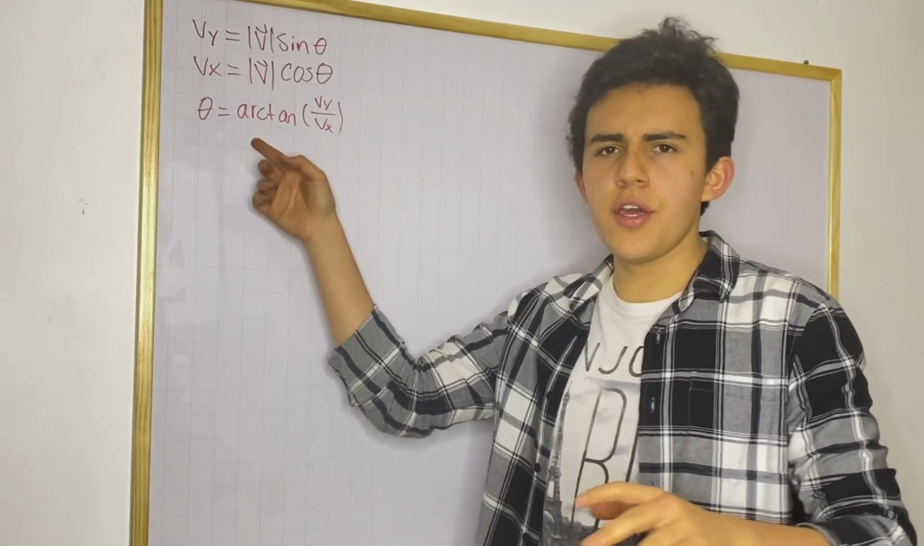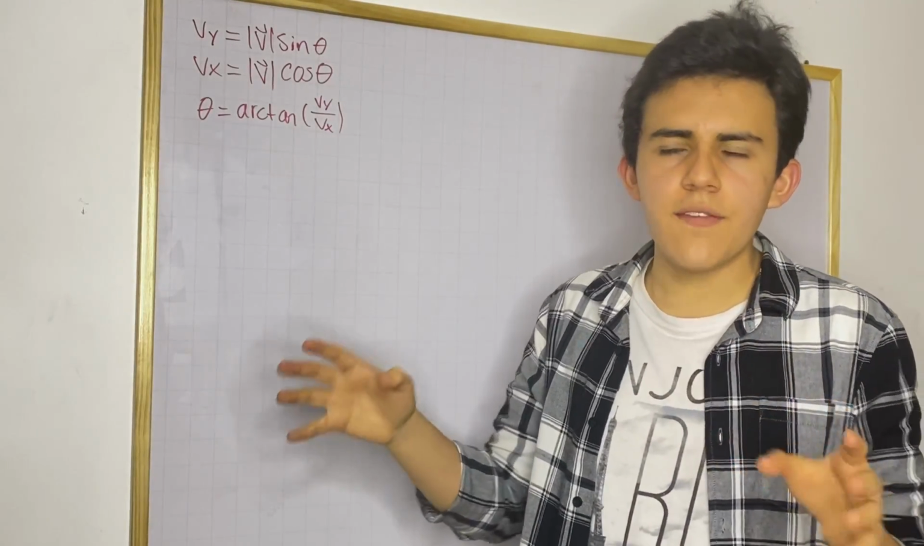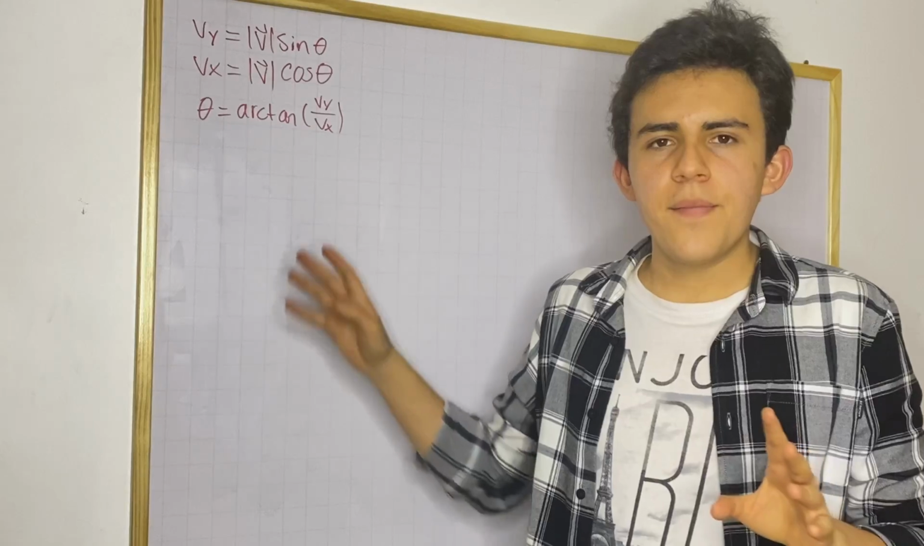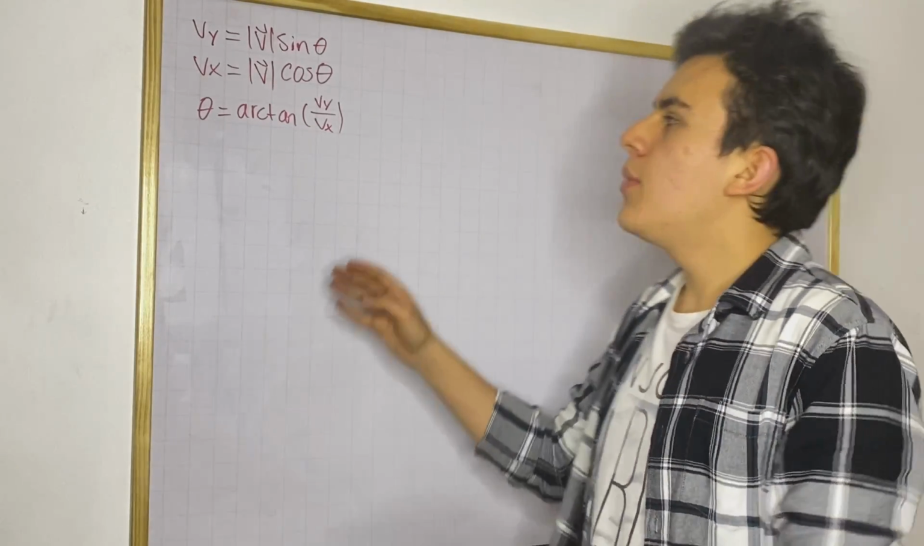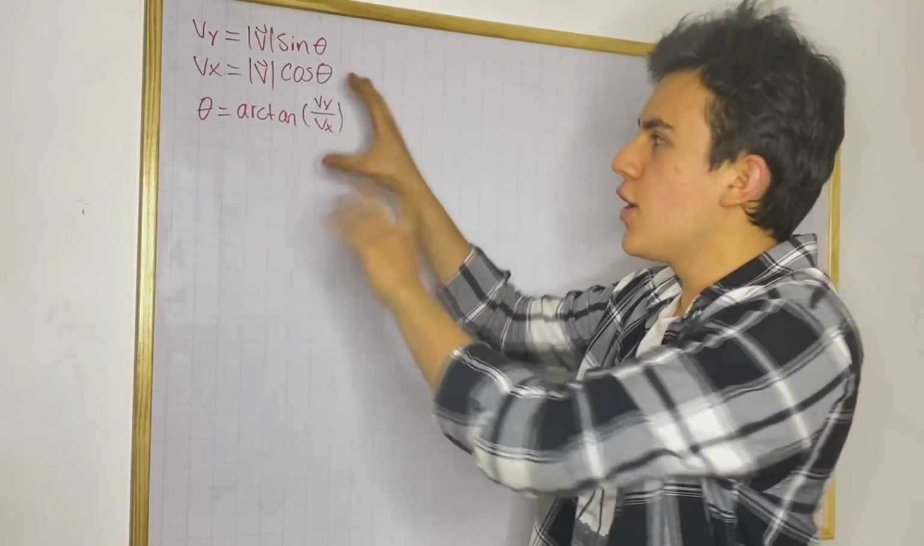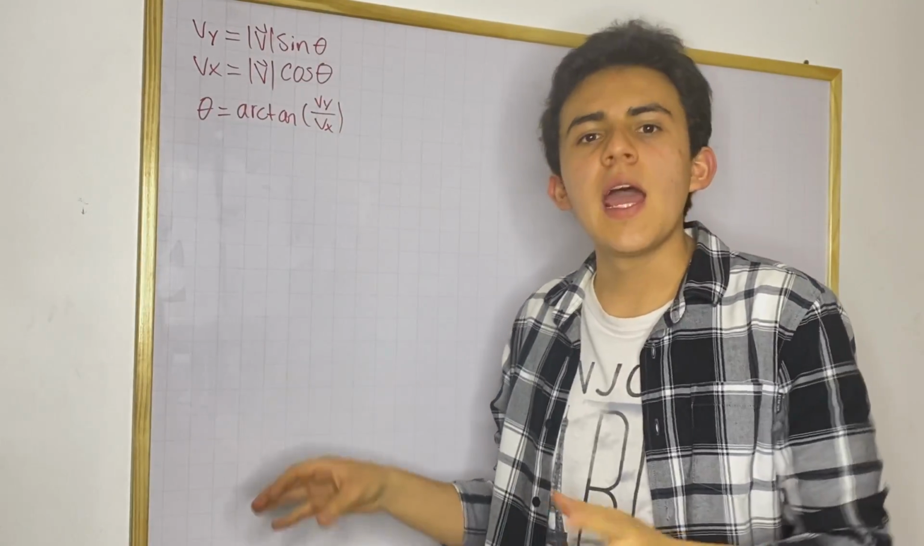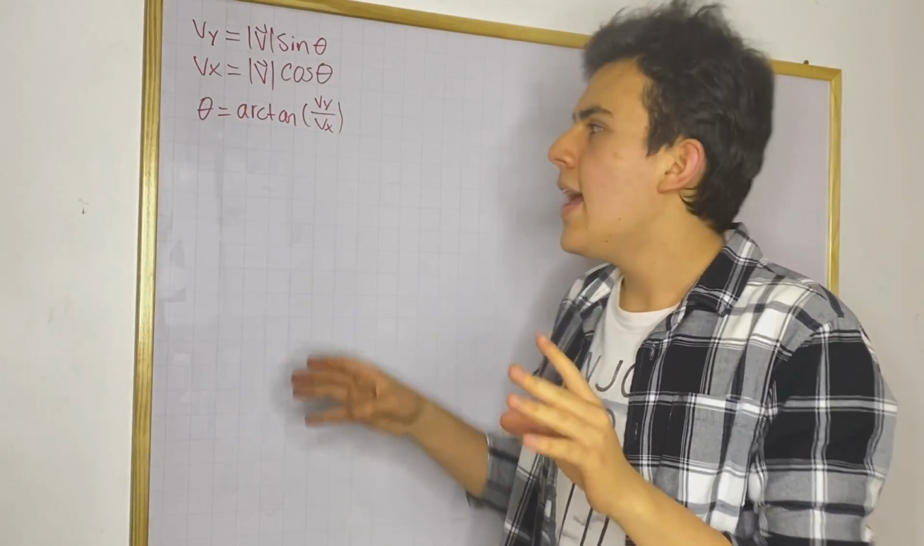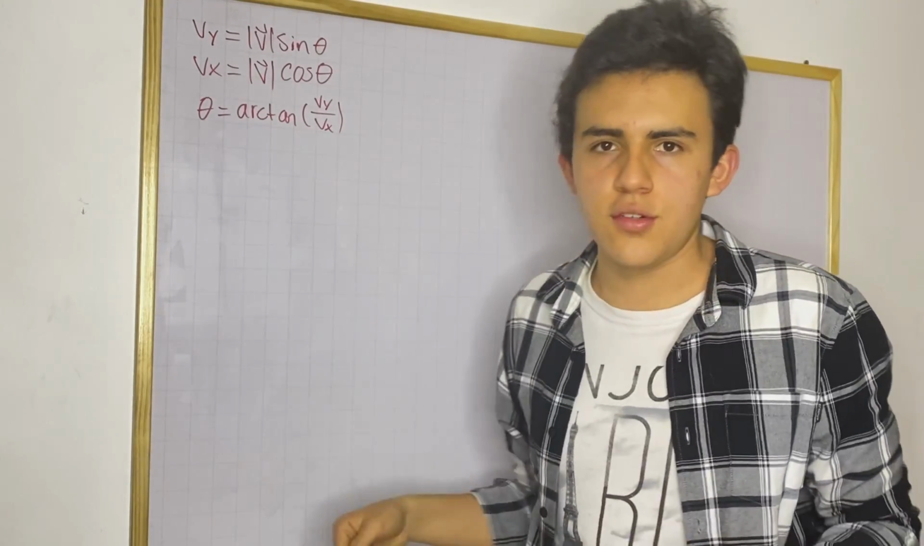Have you seen these equations in physics? Yes, you probably have, but please do not memorize these equations. You do not have to, because this is basically just right triangle trigonometry. There's nothing you need to memorize in there. I'm going to show you the entire reasoning and derivation of these equations.